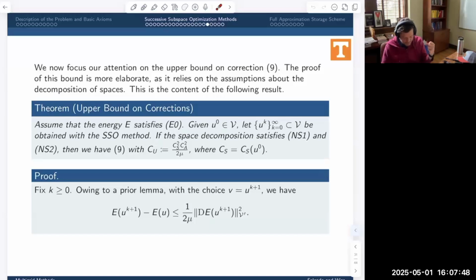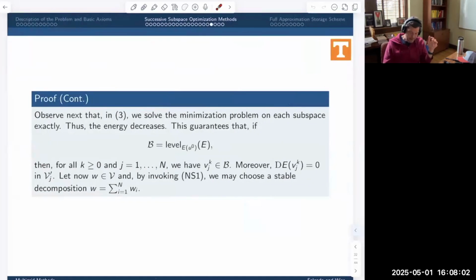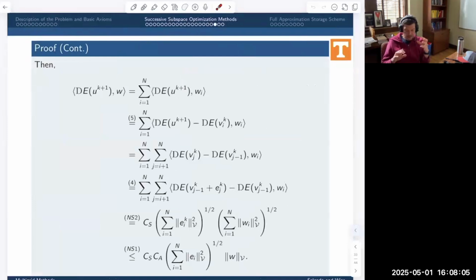So it involves, first of all, a lemma from last time, from the last chapter, of this form. And it also used, very importantly, the stability of the subspace corrections or the subspace decomposition. And it also used, very importantly, this strengthened Cauchy-Schwarz inequality, in particular right here.